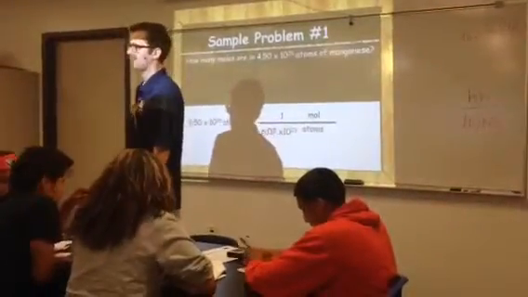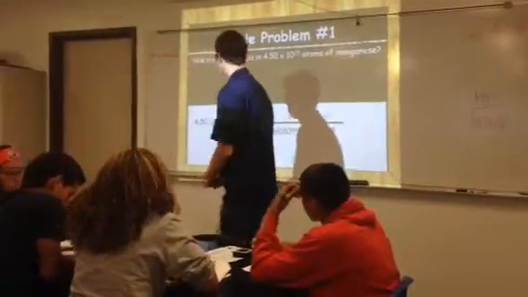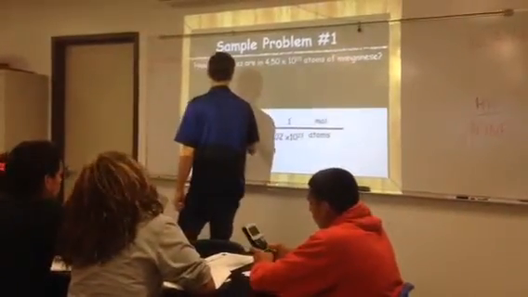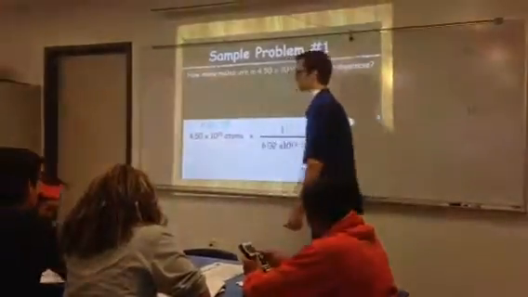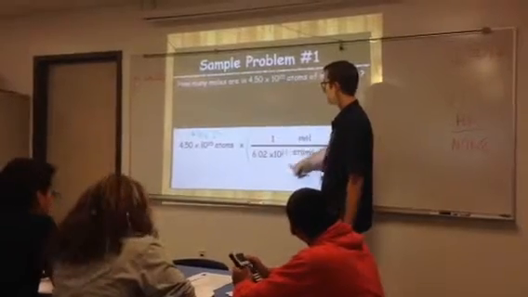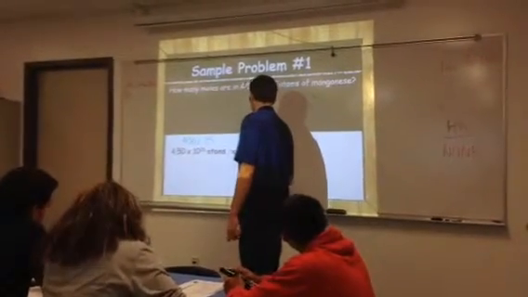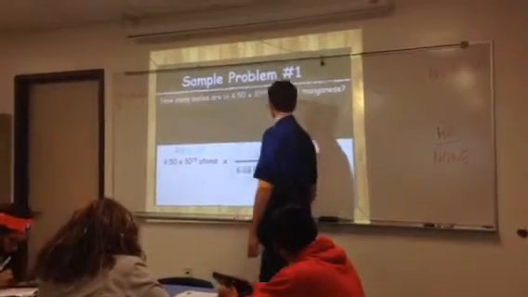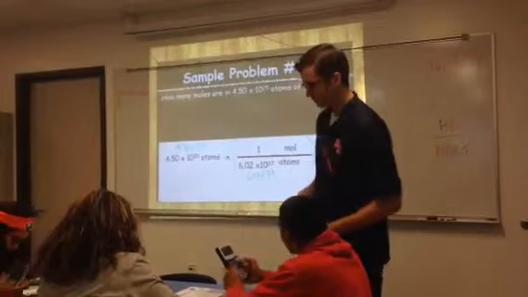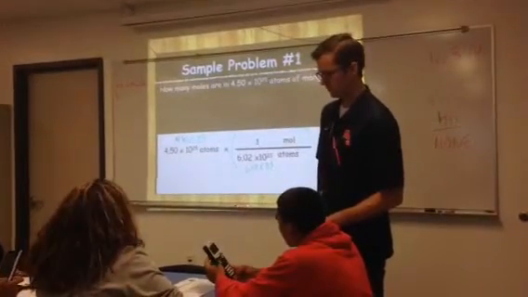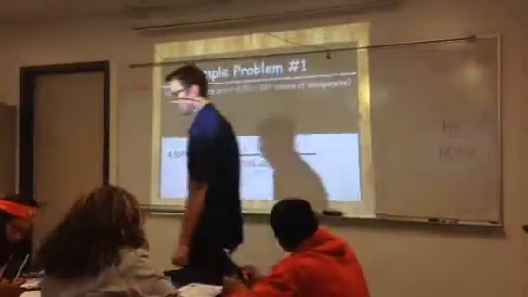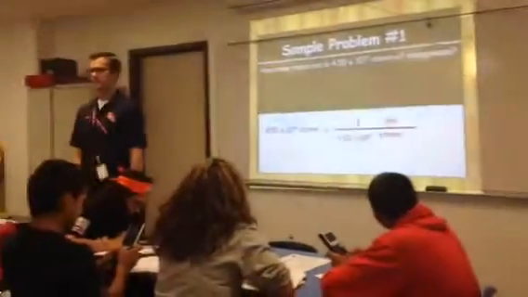On your calculators right now, I want you to put this number in. So you're going to start by saying, okay, 4.50 E 25. Multiplied by, open parentheses, 1 divided by 6.02 E 23. Close parentheses. Open parentheses. Oh no, second comma. Let me know if you can't get there on your calculator. Now's the time to ask.